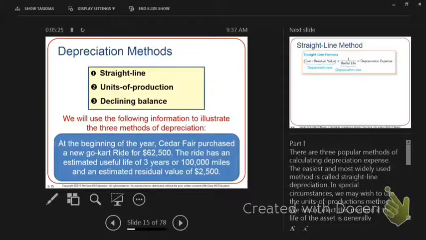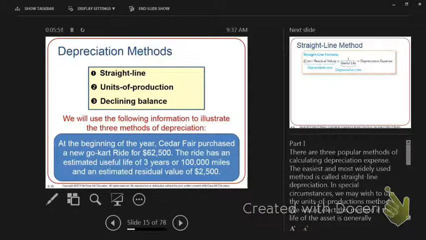What other number is 2,500? The residual value. That is what you should always get to. Because what residual value says is that at the end of the life, it should be worth 2,500. That's how you know you did it right.